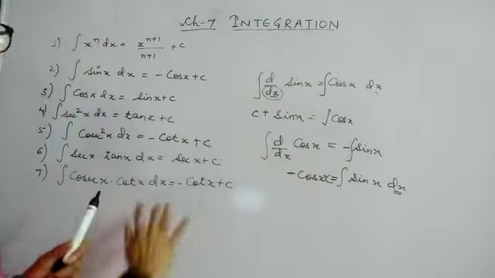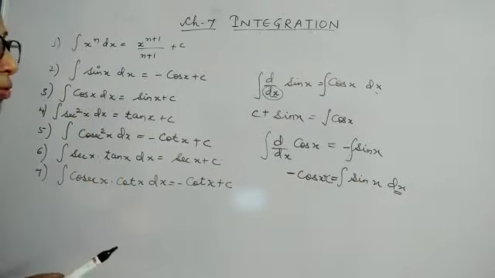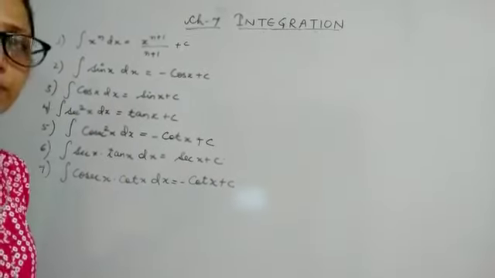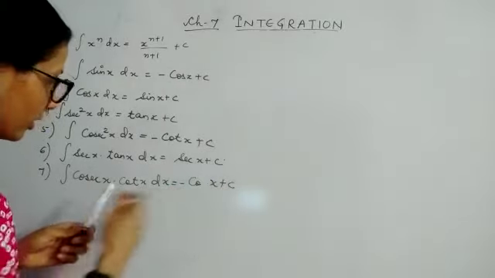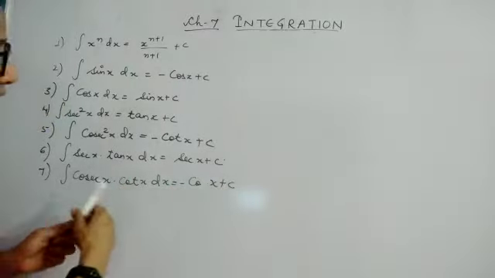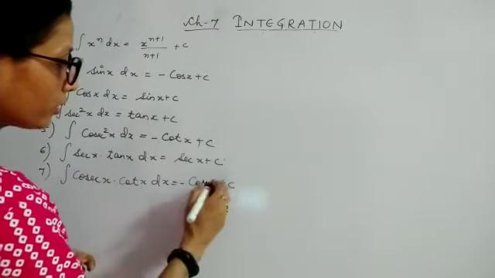So this is how I am framing. These are just opposite to derivative formulae. So let's move on further. Yes children, here I have made a mistake, it is cosec now. Integration of cosec x cot x dx is just minus cosec x plus c.